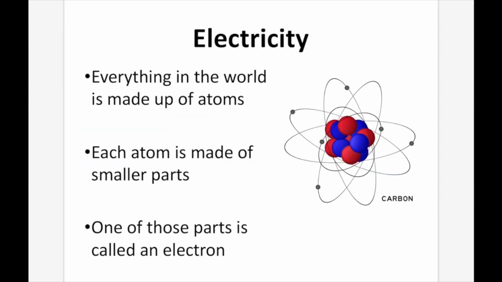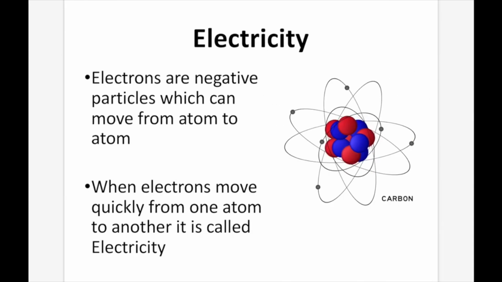Electricity. Everything in the world is made up of atoms. Each atom is made up of smaller parts, and one of those parts is called the electron. The electron is located on the outside of the atom. And it's the electron that's going to be really important in electricity. Electrons are negative particles which can move from atom to atom. When electrons move quickly from one atom to another, it's called electricity.